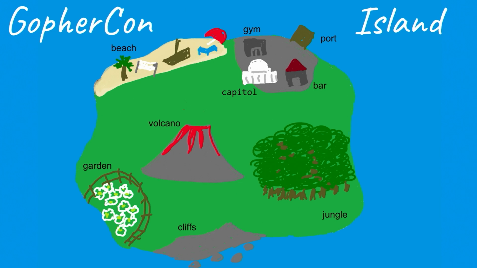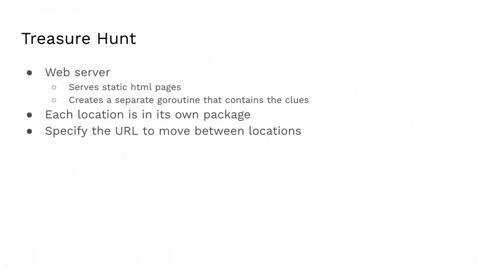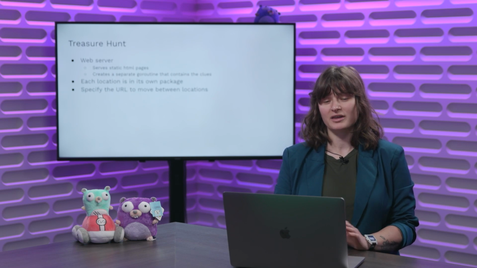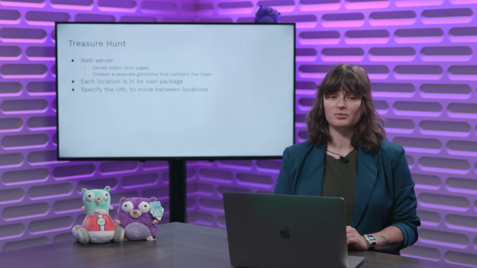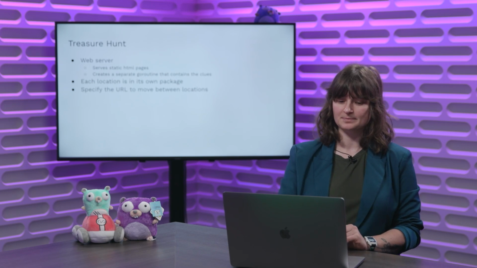So let's get a quick lay of the land of what we're going to do today. We're on GopherCon Island looking for the treasure, and we have a bunch of different locations on this island that we're going to visit and look for clues using the debugger along the way. This is implemented as a web server that just serves some static HTML pages, and then also creates Go routines where we will stop the program and look for clues in the code using the debugger. All of the locations that we saw on the previous map are in their own package, and we'll be using the URLs to navigate between these locations.